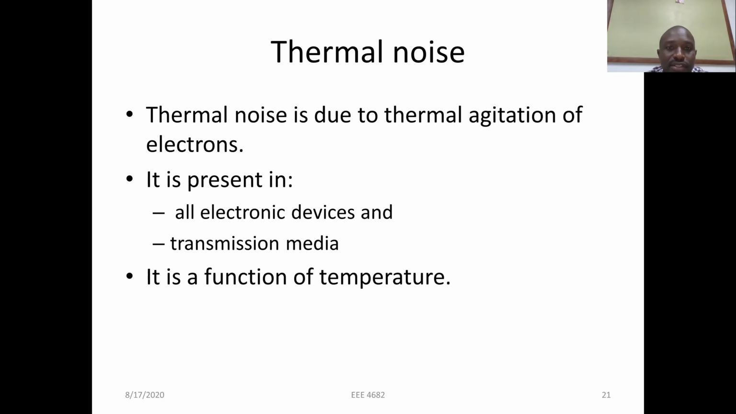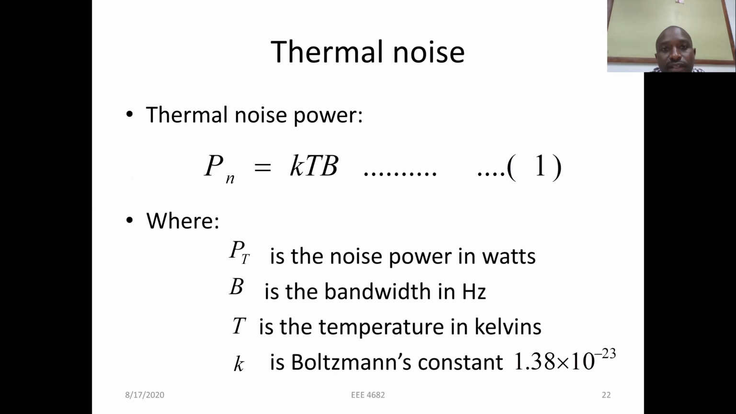Thermal noise is another type. This is noise due to thermal agitation of electrons. It's present in all electronic devices and all transmission media. This type of noise is a function of temperature, meaning it's affected mainly by temperature, it's affected by bandwidth, it's affected by resistance also, among other factors. Thermal noise can be calculated in terms of thermal noise power, Pn equals kTB, which is shown in equation 1, where B is the bandwidth, T is the temperature in Kelvin, while k is Boltzmann's constant, which is 1.38 times 10 to the power minus 23.